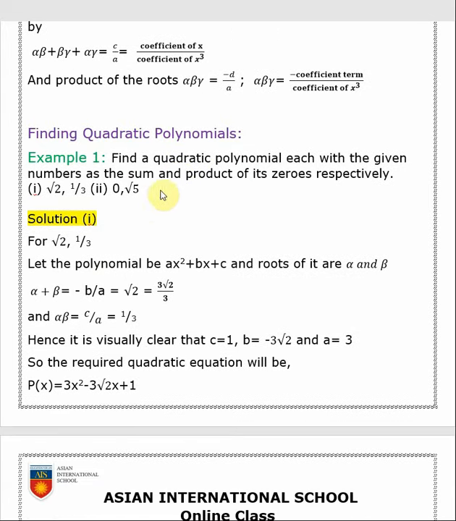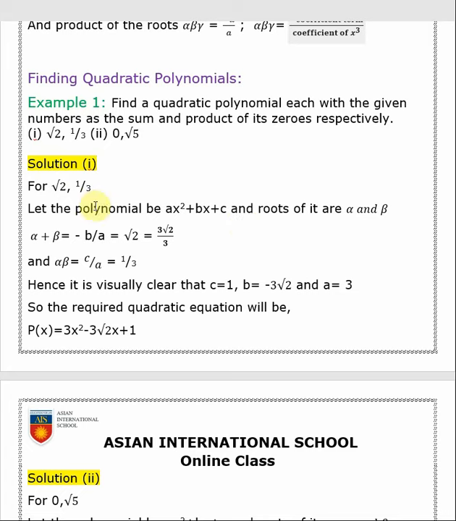In this kind of sum, they are asking that if the sum of the zeros or sum of the roots and the product of the roots are given, can you find out the equation of the polynomial in case of a quadratic polynomial? So let's look into the first sum. This is root 2 and 1 by 3. That means root 2 is the sum of the roots, and the product of the roots is 1 by 3. Now what we will do, this is a visually understandable thing.